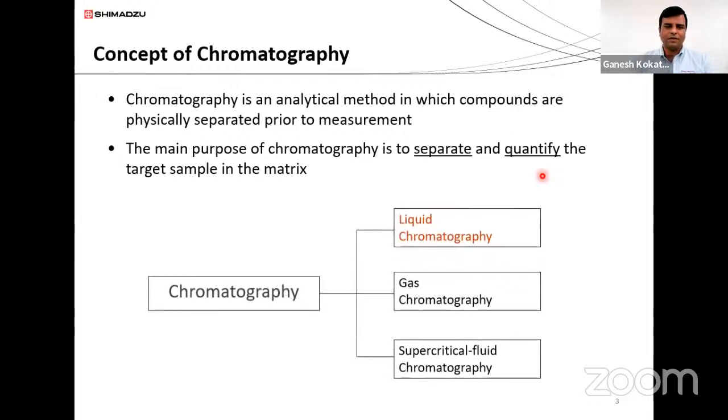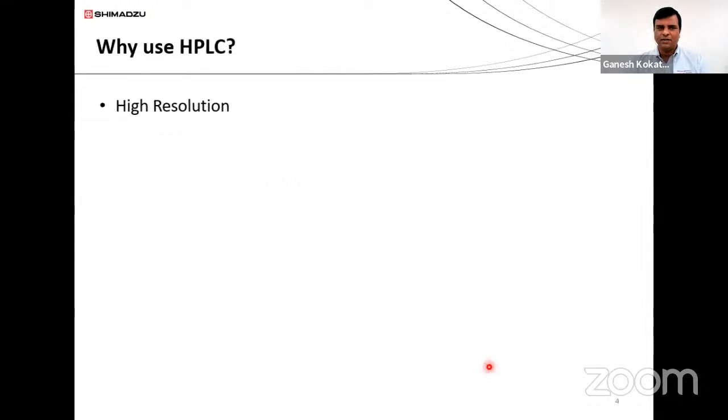I'm not going into the theoretical part of chromatography in detail today. Apart from liquid chromatography, there are GC as well as supercritical fluid chromatography, but today I'm going to focus only on liquid chromatography. In liquid chromatography, why do we prefer HPLC? If we prefer HPLC, the first concept that comes to mind is high resolution. What is resolution and why is it required? I will cover that in the coming slides.